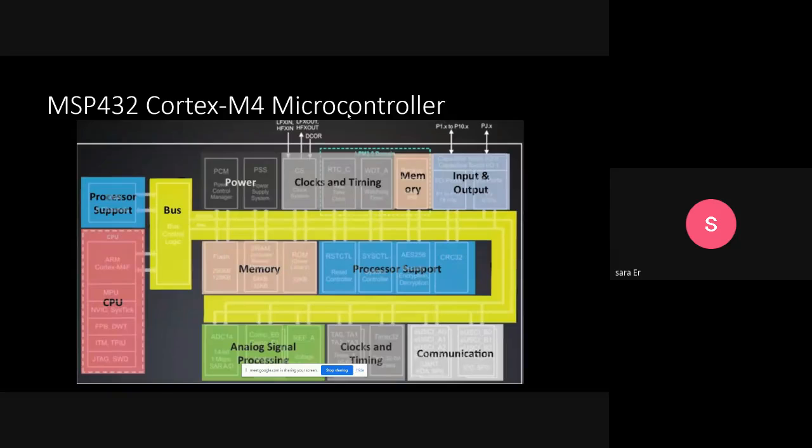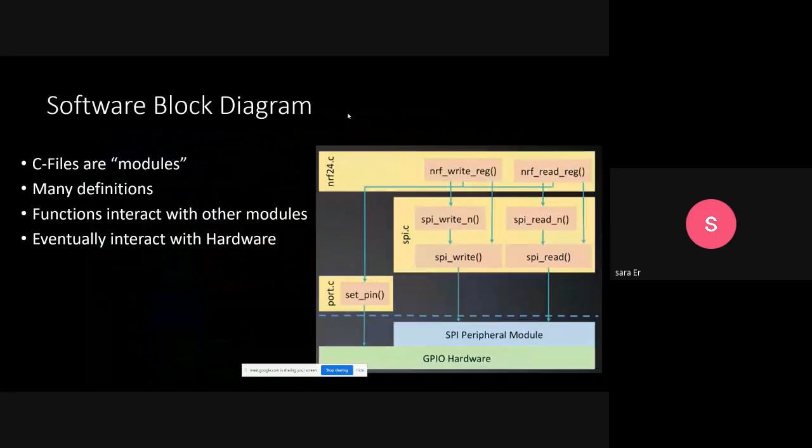Okay, both of these two pictures. We interact with this IC, and also with this board and this PCB as an embedded system, with a software block diagram, by writing C files as modules. We write our code in modules. It means that we have a very special structure in our coding and in our procedures.